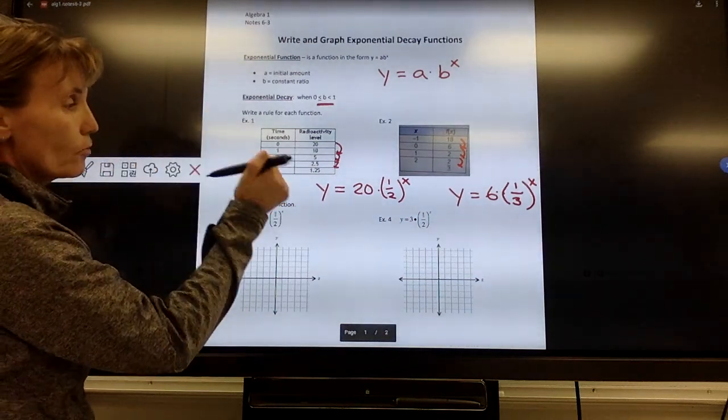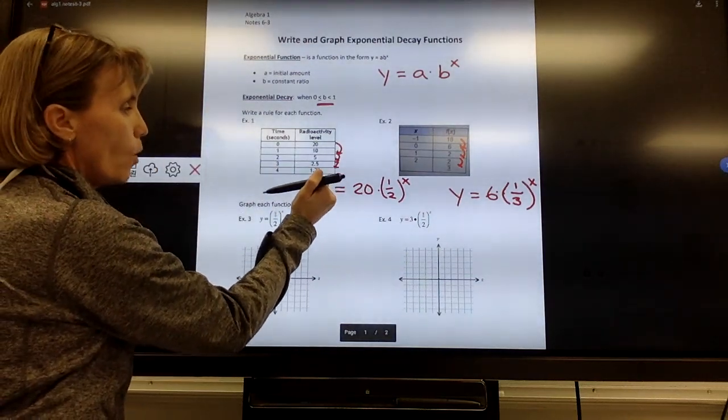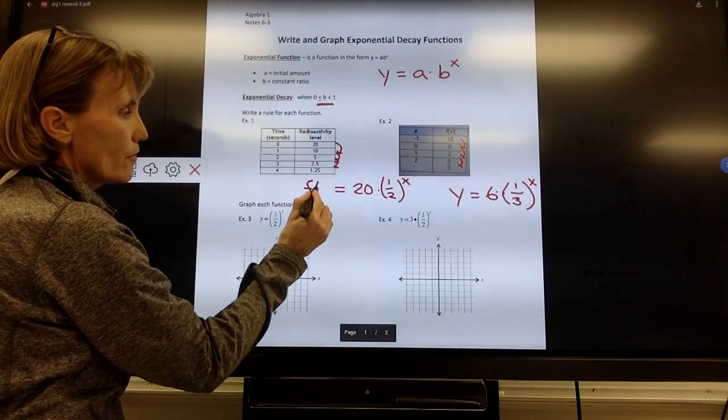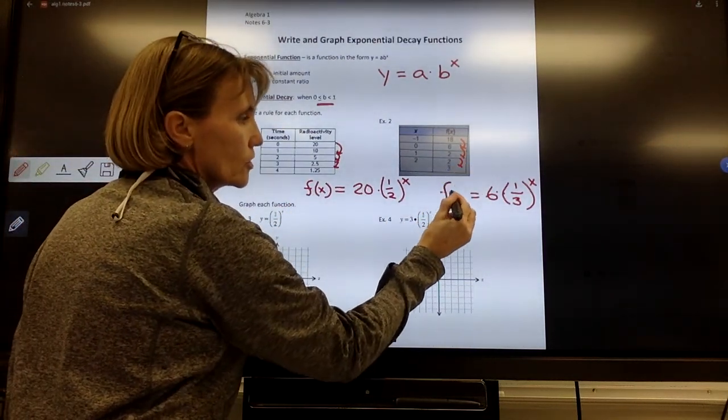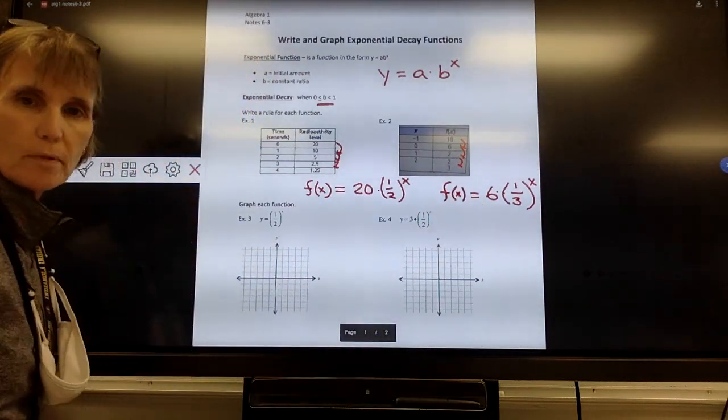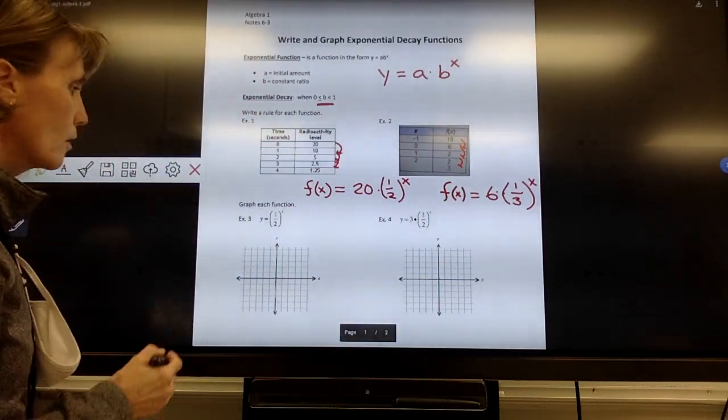If you want to write it in function notation, instead of putting a y there, you would just have f of x. So instead of using a y here, we would just say f of x. That's what it means by function notation. Okay, let's see what happens.